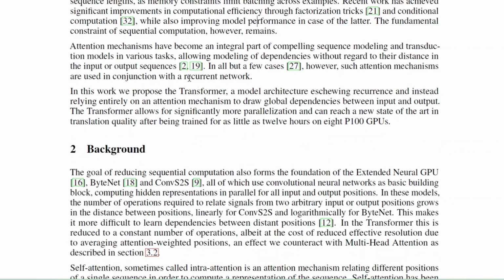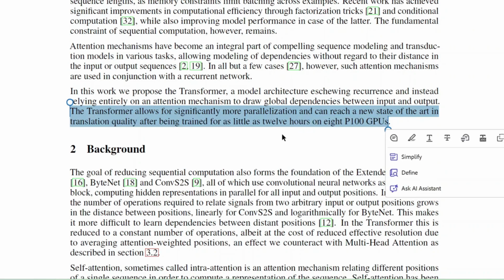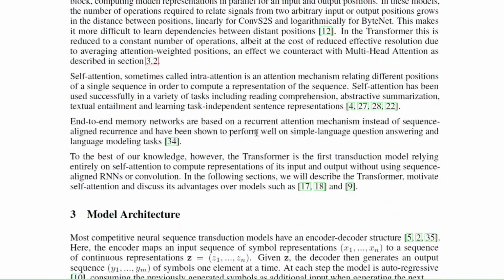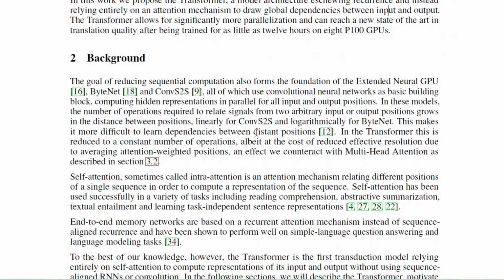Here, attention mechanisms have become an integral part of compelling sequence modeling and transduction models, allowing modeling of dependencies without regard to their distance in the input or output sequences. In all but a few cases, however, such attention mechanisms are used in conjunction with a recurrent network. In this work, we propose the Transformer, a model architecture eschewing recurrence and relying entirely on an attention mechanism to draw global dependencies between input and output. The Transformer allows for significantly more parallelization and can reach a new state of the art in translation quality after being trained for as little as 12 hours on 8 P100 GPUs. The goal of reducing sequential computation also forms the foundation of the Extended Neural GPU, ByteNet, and ConvS2S, all of which use convolutional neural networks as a basic building block, computing hidden representations in parallel for all input and output positions.